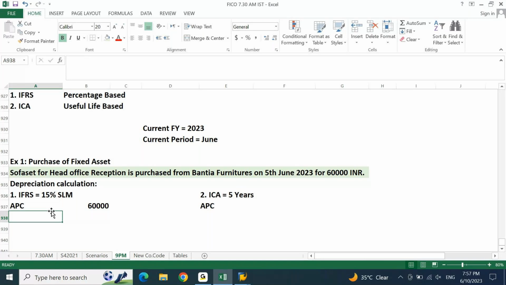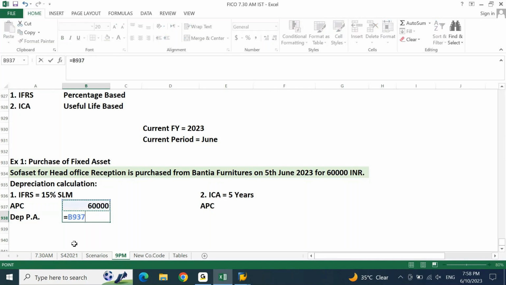Let me put depreciation per annum. Now, depreciation is always calculated per year, which means per annum. Whatever the rate or whatever the method that you have for your depreciation, always remember this is calculated per year. Now, according to this, you have 15% straight line method, which means you are going to apply 15% on this. 60,000 multiplied by 15%. This is your depreciation per annum, which means per year depreciation is 9,000.